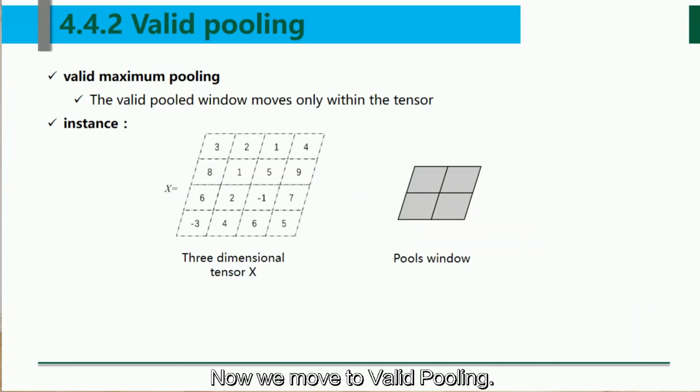Now we move to valid pooling. Unlike same pooling, valid pooling has no padding. The pooling window only moves within the input tensor. No going beyond edges. If the window can't fit fully, that position is skipped. The slide shows a 4 multiplied by 4 input tensor and 2 multiplied by 2 window. Since there's no padding, the output will be smaller than the input.